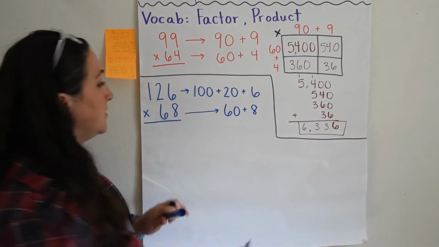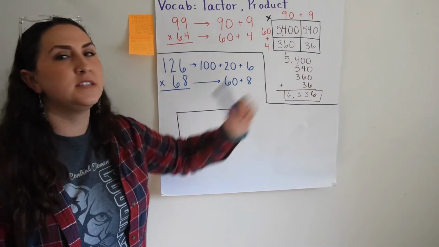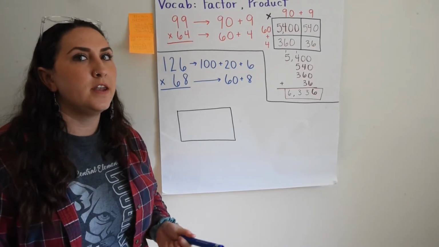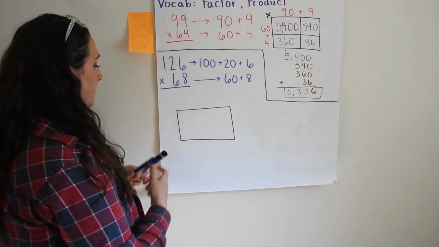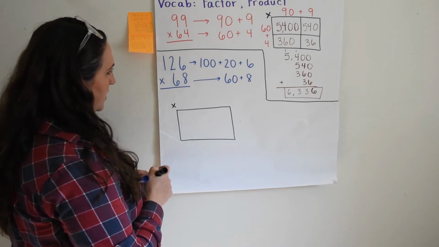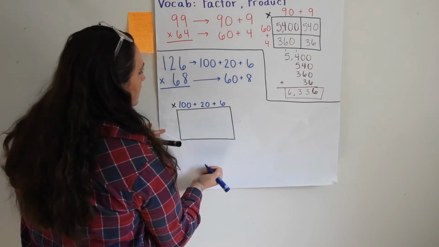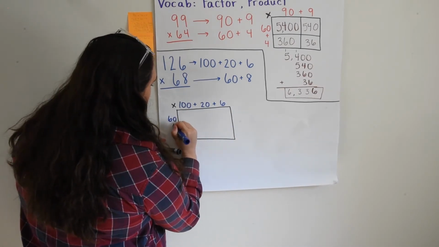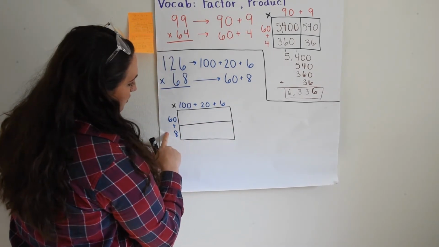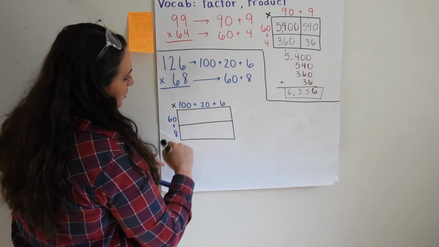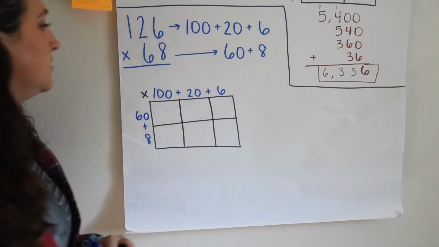Again, I need to draw my box. One other tip to remember is you're not always going to have the same number of lines in your box depending on what you're multiplying. So don't just draw your lines in here. First, write out your expanded form. Remember, we're multiplying. I have my 100 plus 20 plus 6, and I have my 60 plus 8. So now when I'm drawing my lines, there's only 2 numbers right here, so I only need to cut it into 2. However, there's 3 here, so I need to have 3 different spots.